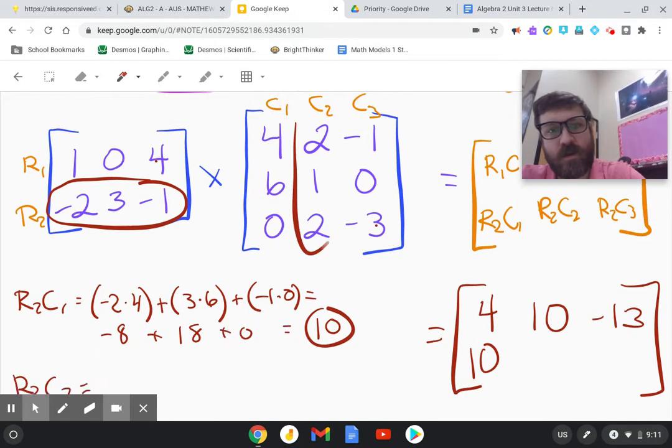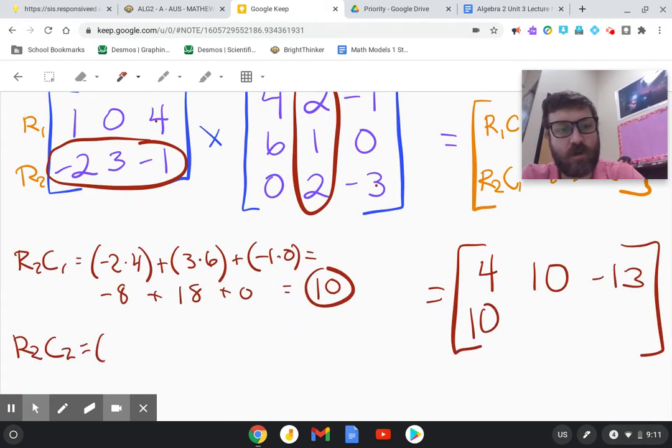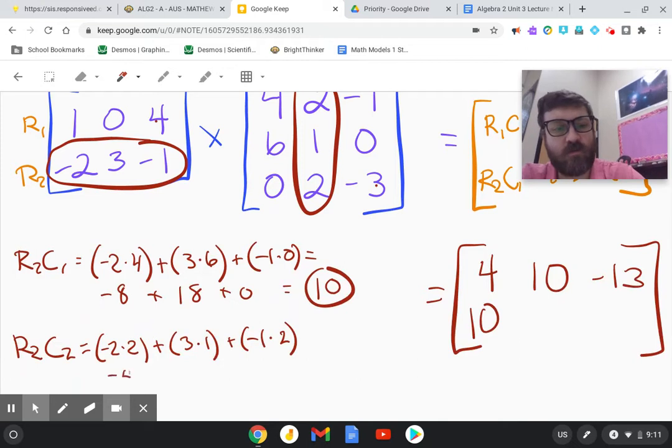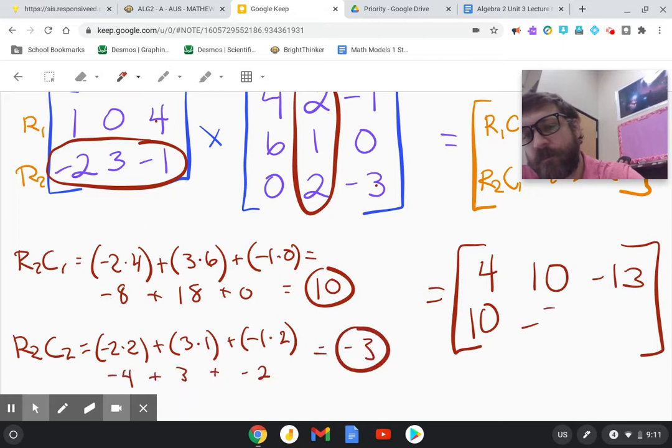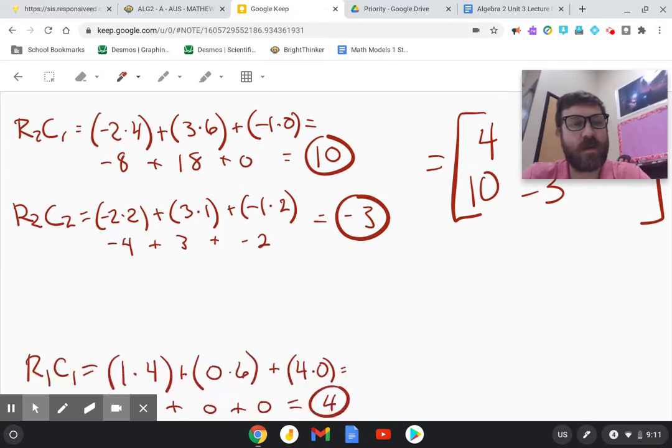And that's going to be here. So I go negative 2 times 2 plus 3 times 1 plus negative 1 times 2. Negative 4 plus 3 plus negative 2. That's going to be negative 6 plus 3 is negative 3. Goes right there. And then I go down to my last one, row 2, column 3.